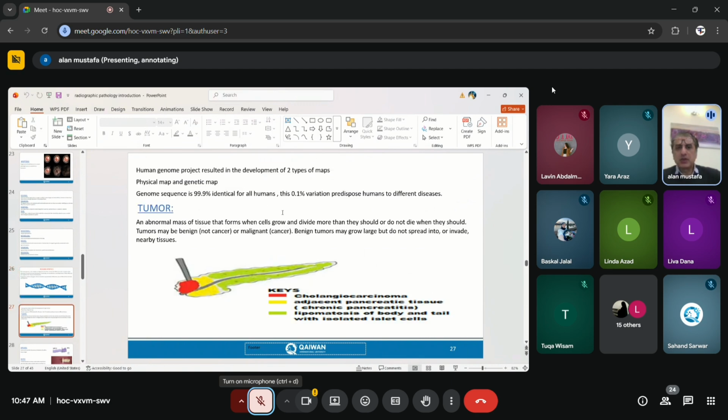And just remember that we have two ways of mapping the human genome, which are physical map and genetic map. Physical map and genetic map.